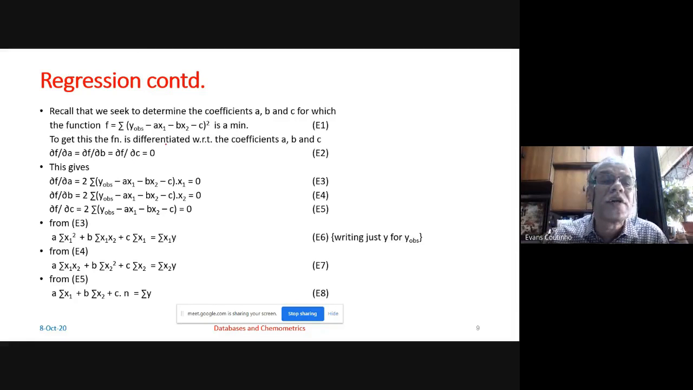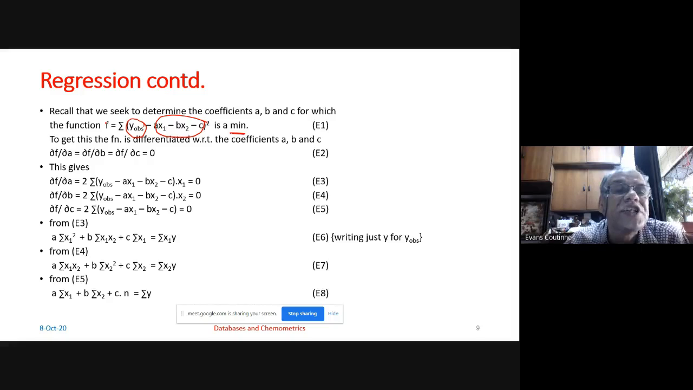So you remember that basically what we are trying to find out is a minimum in the error. And what is the minimum in the error? It is a minimum in the y observed minus the y calculated. So y observed minus y calculated should be a minimum out here.